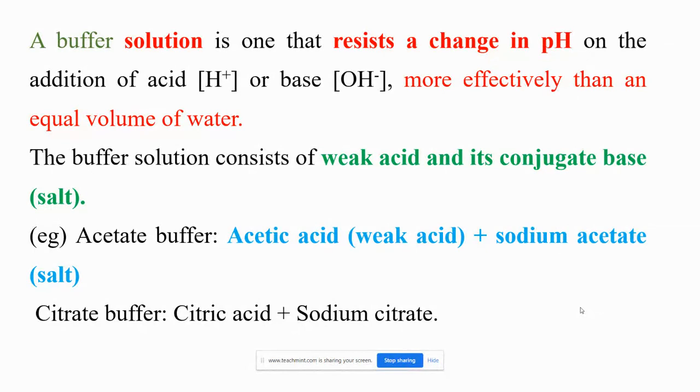Okay. So a buffer is a solution that resists the change of pH by the addition of acid or base more effectively than an equal volume of water. This I already explained, I think. The buffer solution consists of two things, a weak acid and its conjugate base, that is the salt. Acetate buffer contains acetic acid, a weak acid, and sodium acetate, the salt present in this buffer. Like that, citrate buffer contains citric acid and sodium citrate.